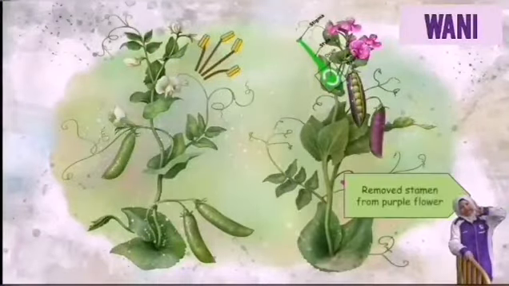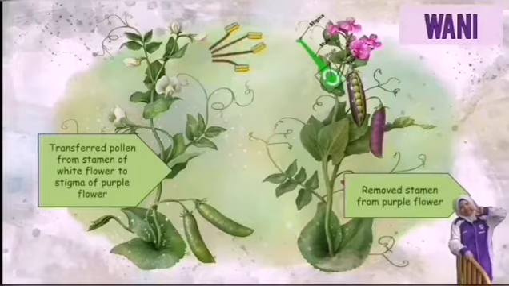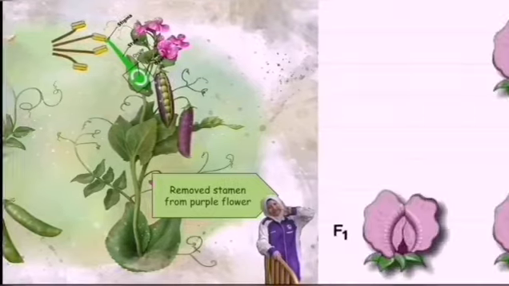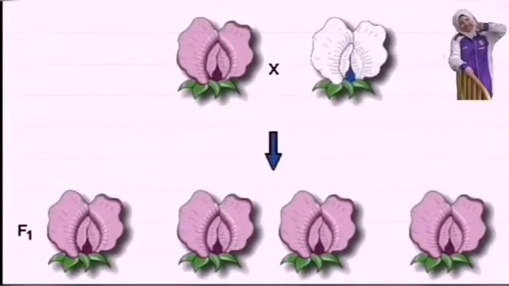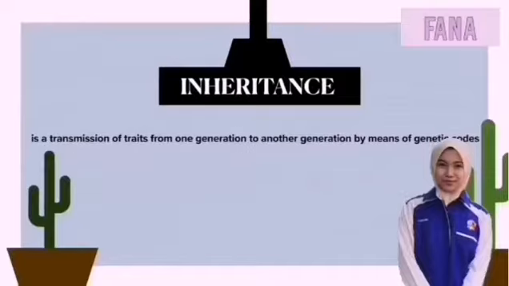First, he removed the stamen from the purple flower. Then, he transferred pollen from the stamen of the white flower to the stigma of the purple flower. After that, he pollinated the couple, matured them in a pot, and then he planted the seed. Then he gained purple flowers.